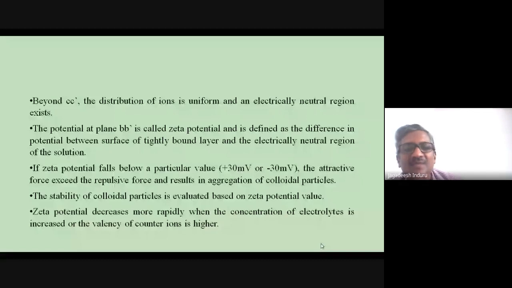This part, the stability of dispersion, we are going to study in the next classes. In the next class, this is a very important concept, because based on this zeta potential only, we are going to find the stability of the colloidal particles, and that value we are going to take. So the zeta potential decreases more rapidly when the concentration of electrolyte is increased, or the valency of the counterions is increased. This one we have already seen in the previous case also.